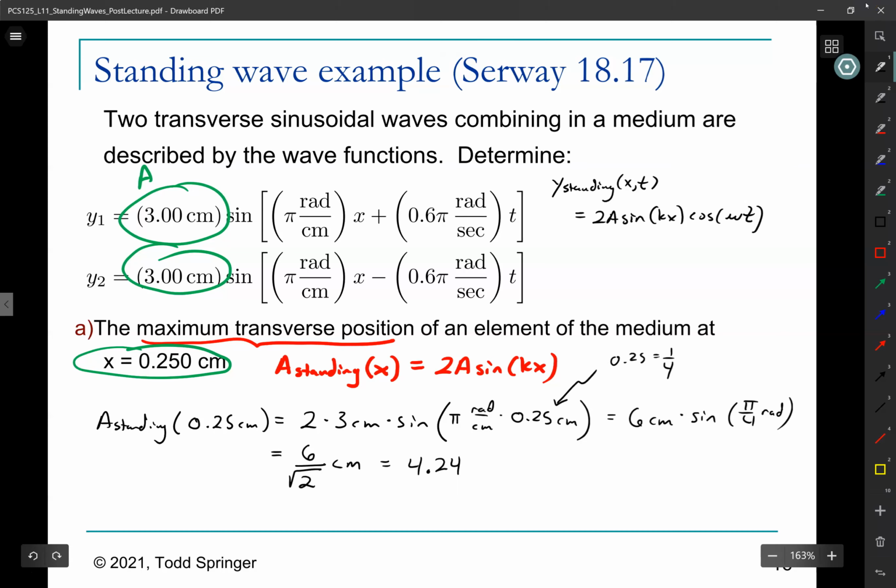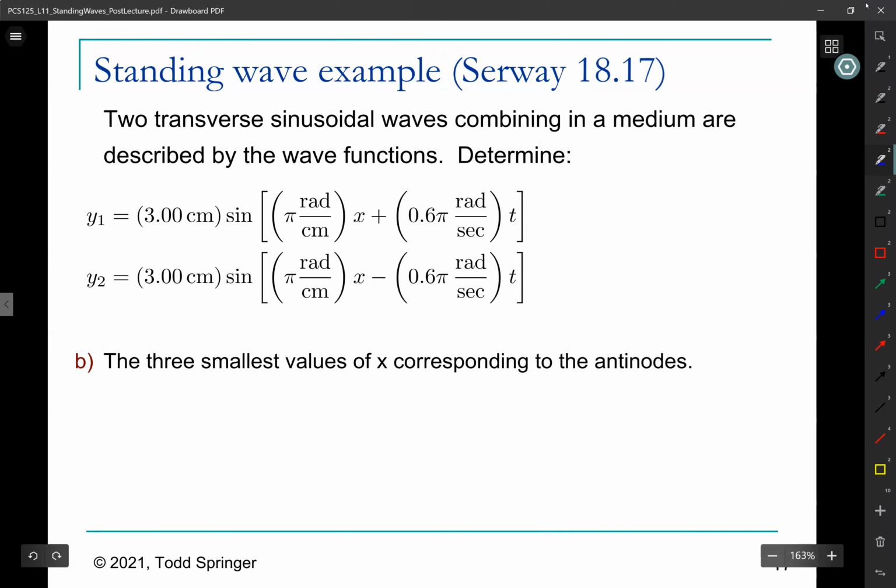4.24 centimeters. So this is not a node, and it's not an antinode either. If it was an antinode, it would have an amplitude of 6 centimeters, the biggest it could possibly be. If it was a node, it would have an amplitude of 0. This is not a node or an antinode. Let's go to part B.